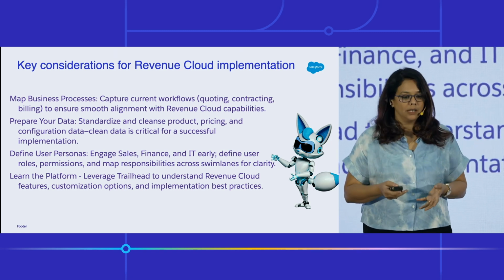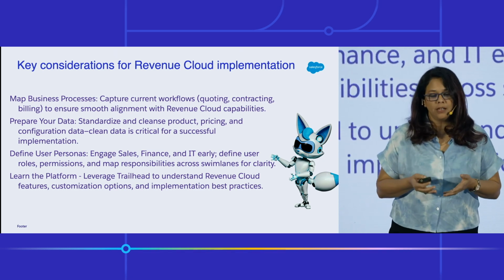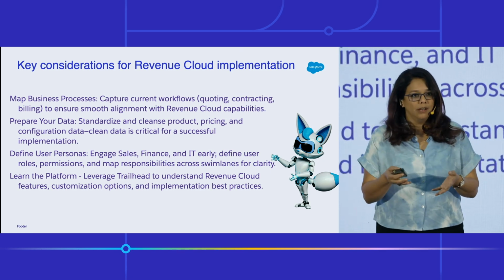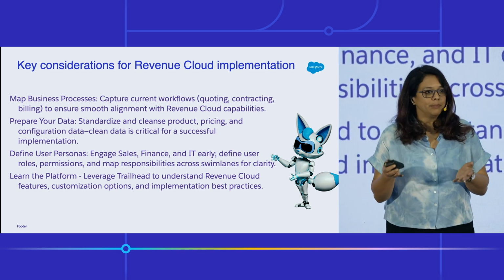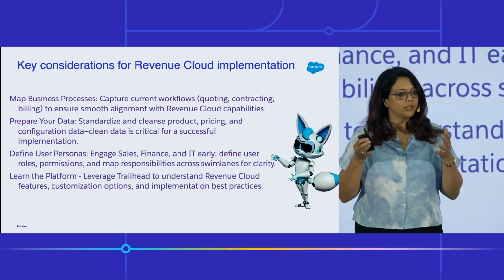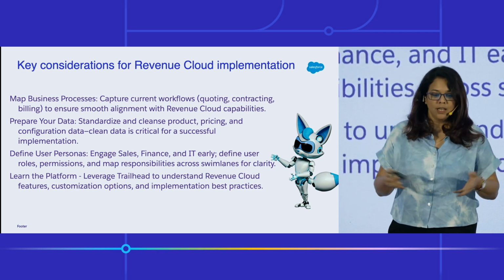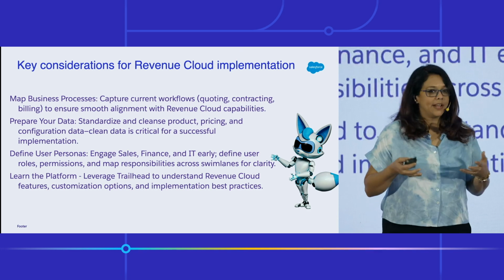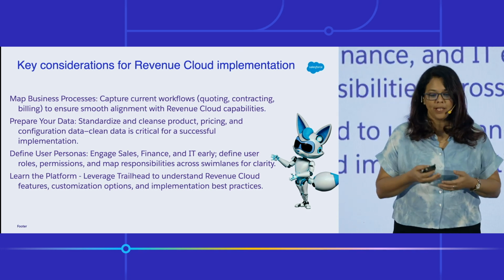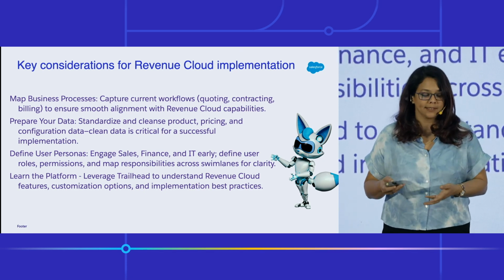So map your current processes, prepare your data. Your data should be cleansed and standardized. At this point, the rule applies that garbage in is equal to garbage out. So make sure that it is clean and standardized. Define your user personas in swim lanes. Engage sales, IT, finance, whoever your business stakeholders are, and define these user personas and who has what roles, permissions, and accesses.